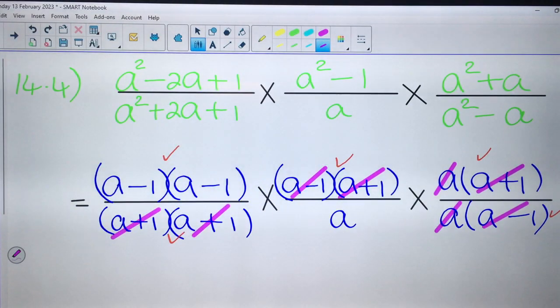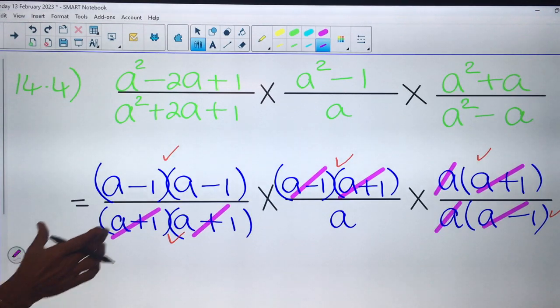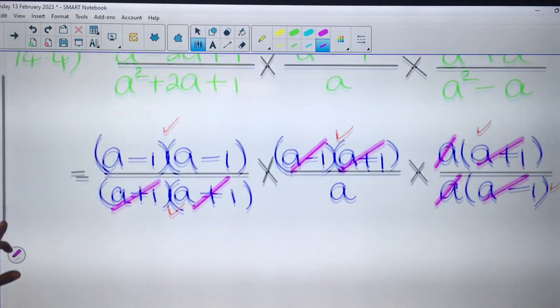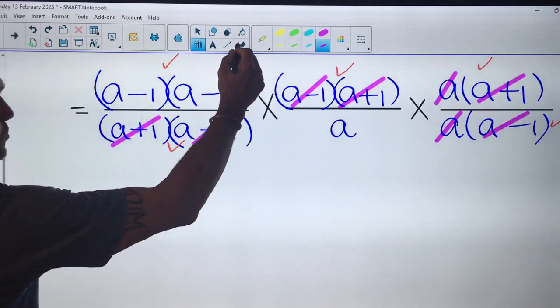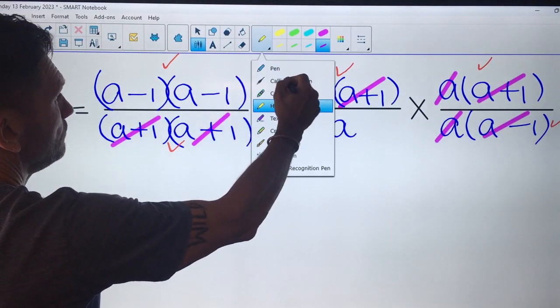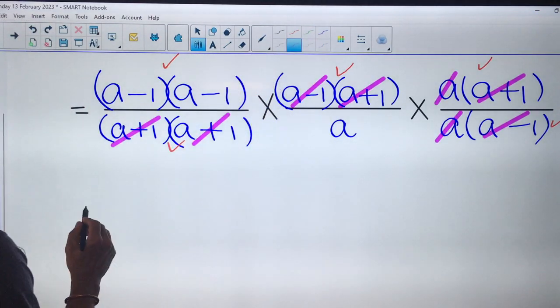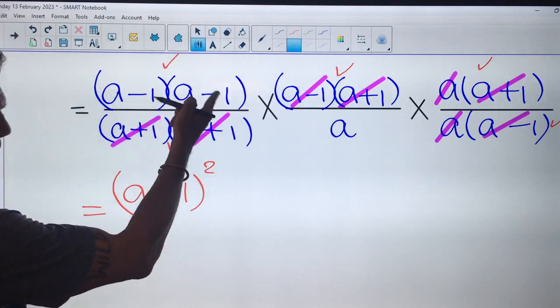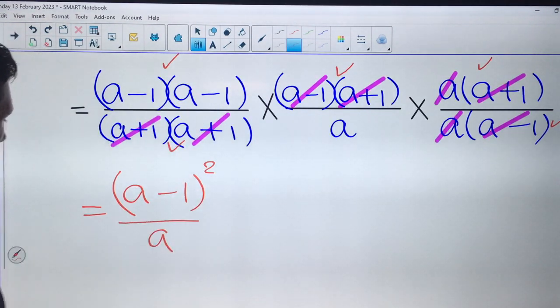Can you see? Then we're done with that. So all that is left will be these two brackets and that one. When you do this cancelling out in a test or an exam, rather do it with a pencil, otherwise it looks like you're scratching it out and then the person marking it can't see what you've done there. Okay, so that leaves us with a minus 1 squared, because it's the same bracket, over a.